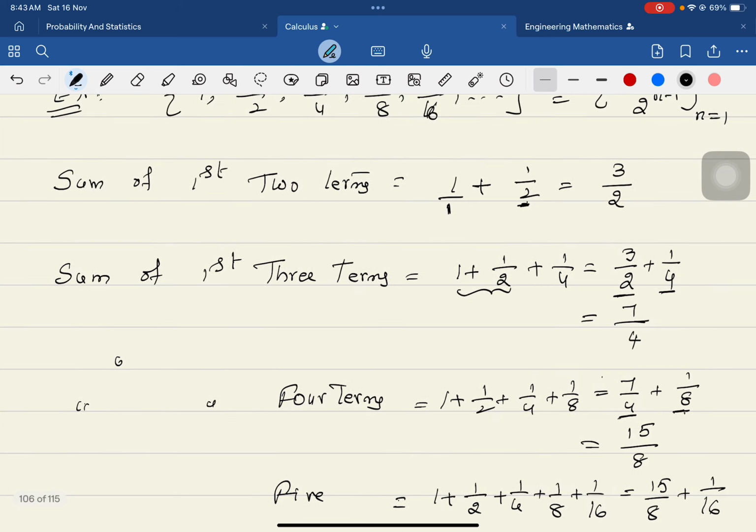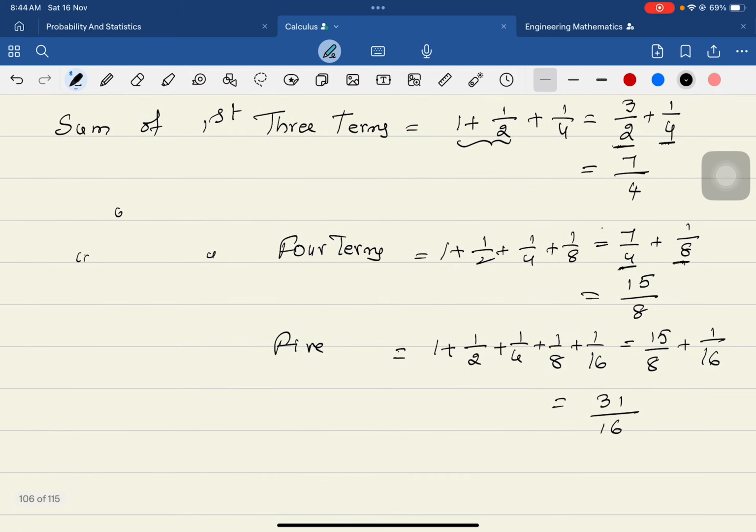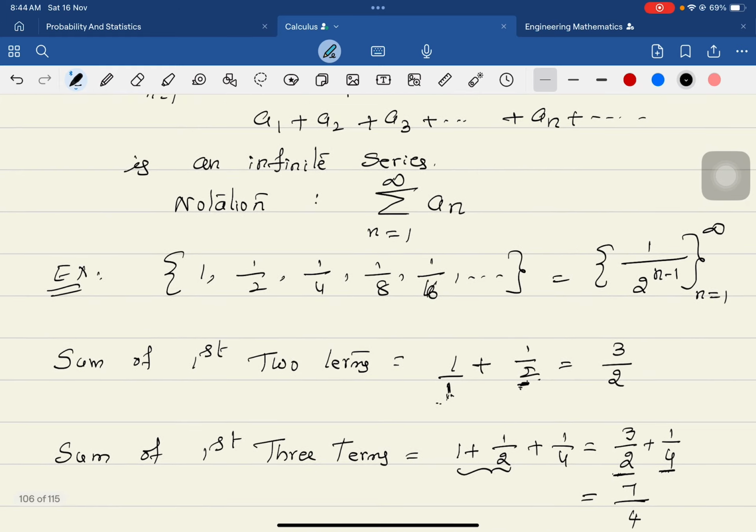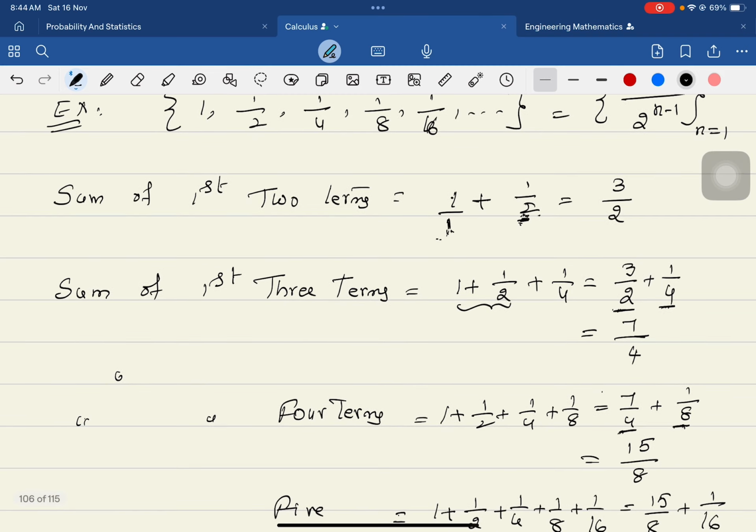Now let me check with this. When I am taking the first two terms, my second term has 2, and the first term's denominator is half of 2. My second term is 4, and the first term's denominator is half of 4. Second term is 8, and the first term's denominator is half of 8, which is 4. Here it is 16, here it is 8. Is it clear? Let us go to the next. The numerator is just 1 minus this denominator. Now look at this 4, and this is 1 minus 4, which is 3.